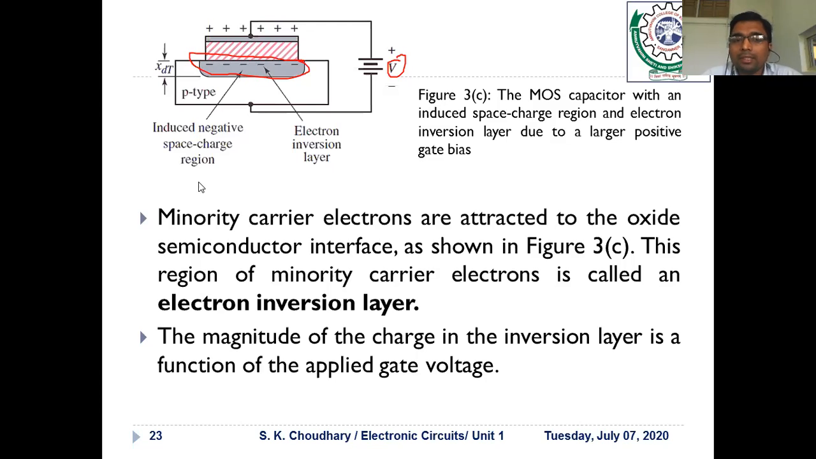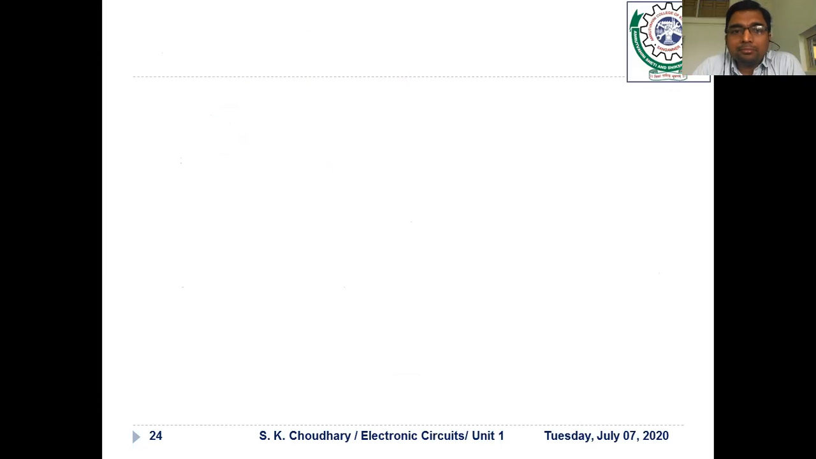Okay. So in this way, if you look at the operation, or the physics behind the MOS structure, it works in three regions. One is called accumulation, the second is called depletion, and the third is called inversion. The same concept is applied to understand the operation of the MOSFET.